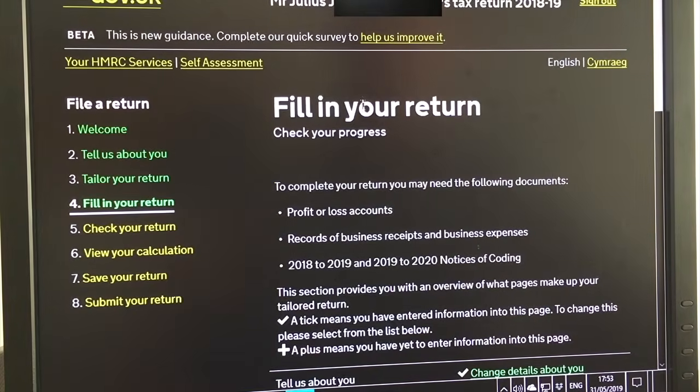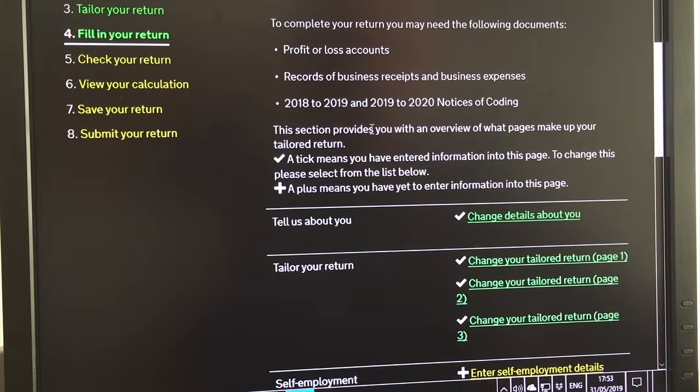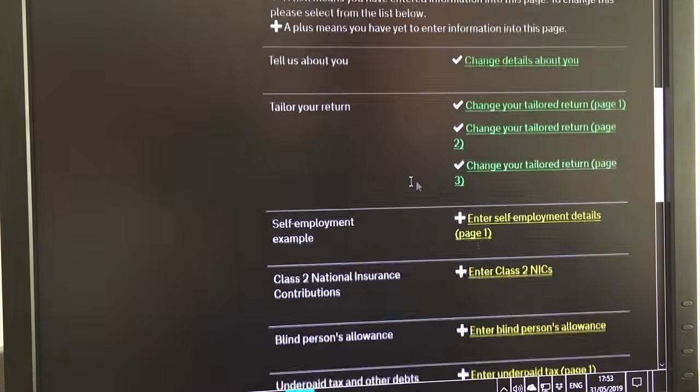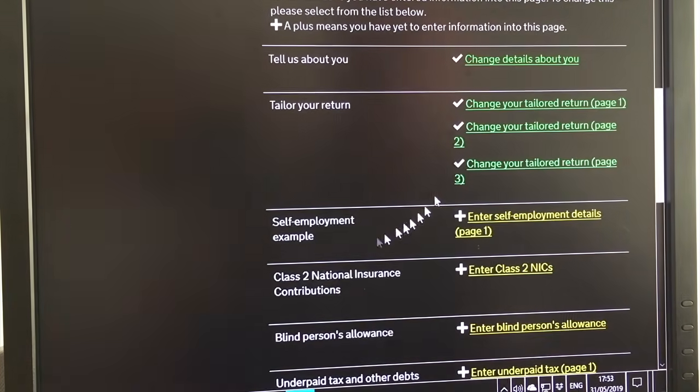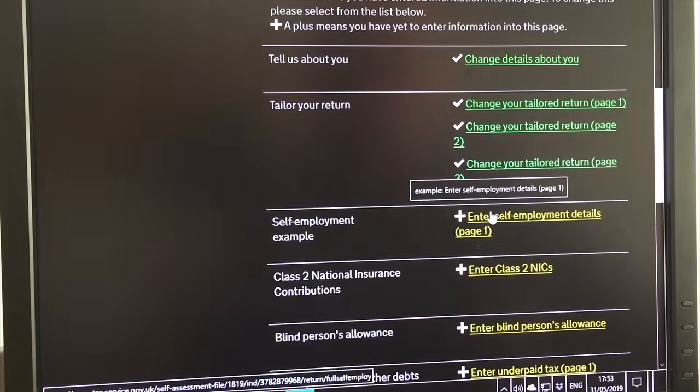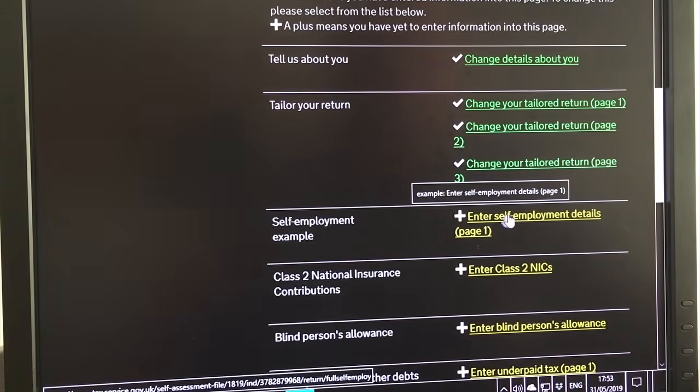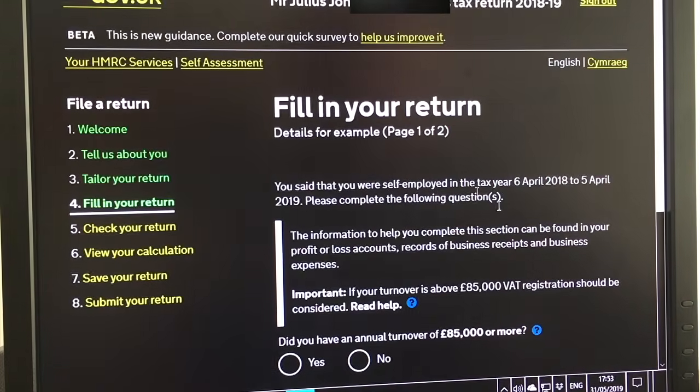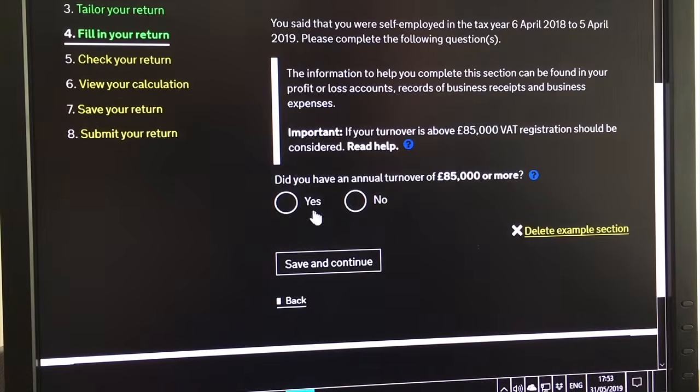Now that has tailored the tax return for your circumstances, so it's cut out a whole load of stuff and only included the stuff that you do need to do. A tick means you have entered information, and a plus means that you need to do it. Right, so what are we? Self-employed, here you go. So we need to enter information for self-employment. So enter self-employment details, see a tick on that. Okay.